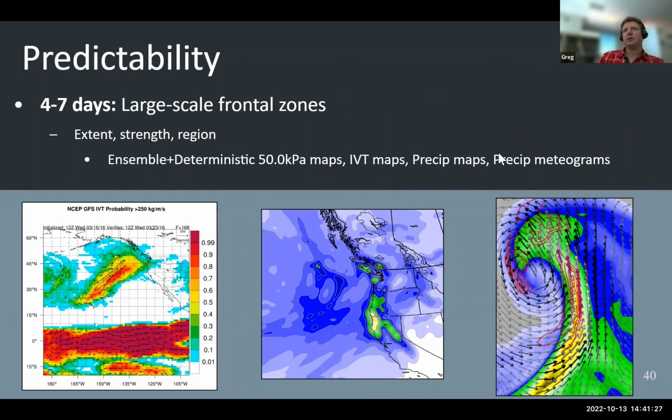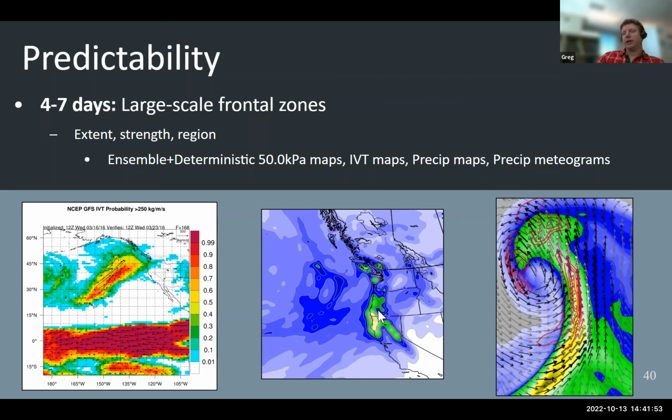At 4 to 7 days, you can start to get some idea about slightly smaller scale features like frontal zones. And so at this type of forecast horizon, you'd be trying to narrow down the extent and strength of the atmospheric river and the region where it might make landfall.